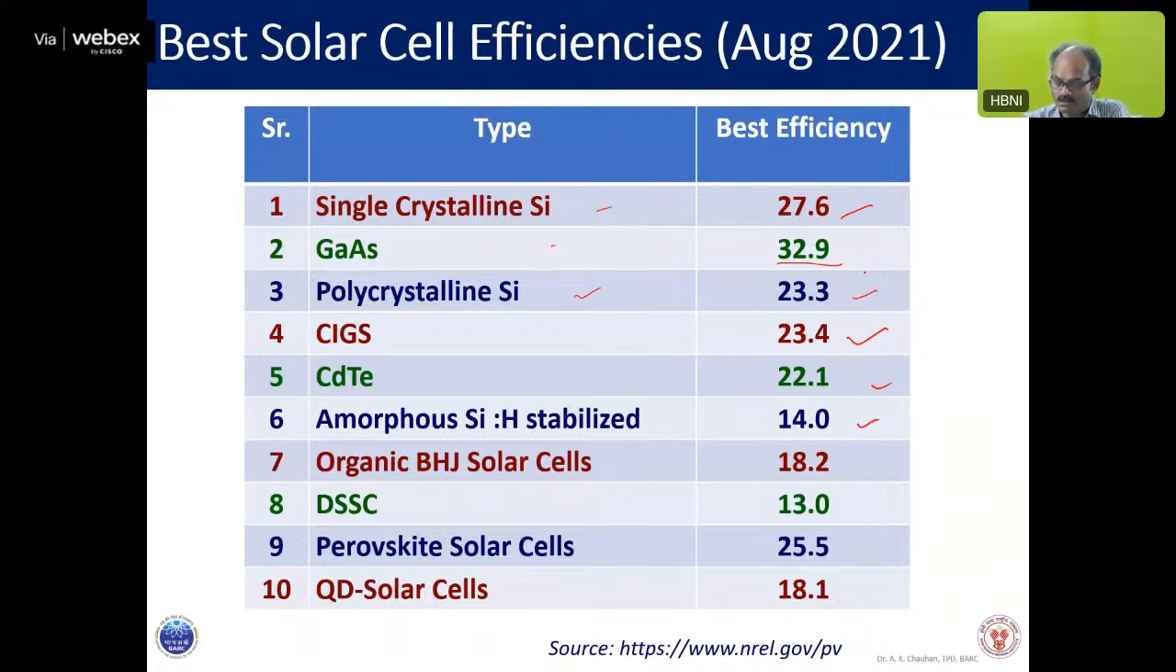But if you go to the market and get a stabilized amorphous silicon solar cell, like in your home calculator, and try to measure the efficiency, you will hardly find efficiency above 8-9%. But still, 9% is a reasonable efficiency, and it gives sufficient power which can run your calculator for years together. And the life of these solar cells is very high.